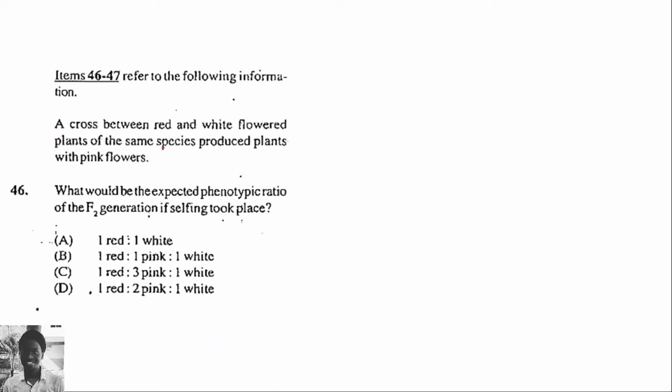Items 46 to 47 refer to the following information: a cross between red and white flowered plants of the same species produced plants with pink flowers. So you have red and white giving you pink, so that would be incomplete dominance. If you get all pink, then it means that red was homozygous, so big R, and white was homozygous for white, which is big W.